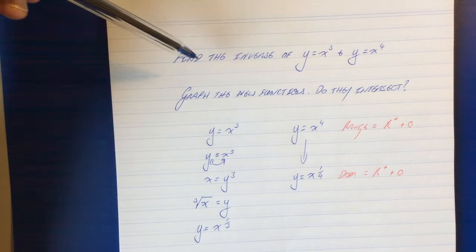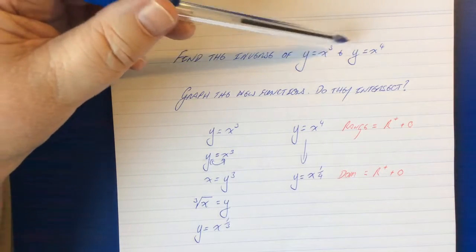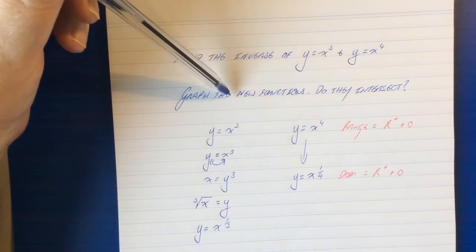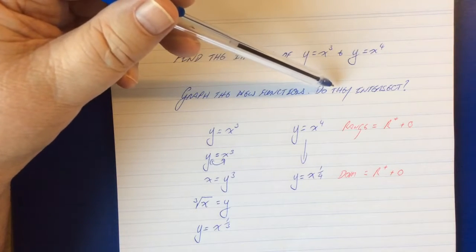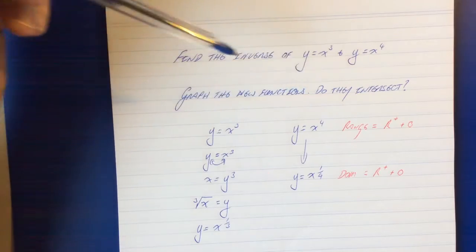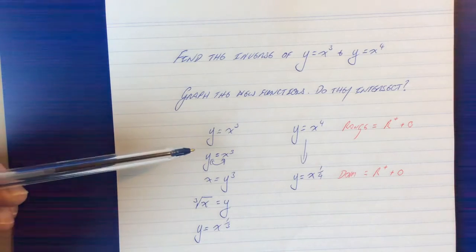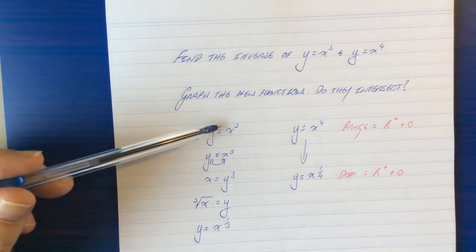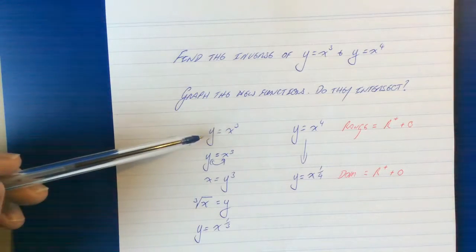And the task ahead of us today is to find the inverse of these two functions, y equals x to the 3, y equals x to the 4, to graph the new functions and figure out whether they intersect, and if so, where they intersect. Finding the inverse is fairly straightforward. I've done it here in full for y equals x to the 3, so let's just go through those steps.